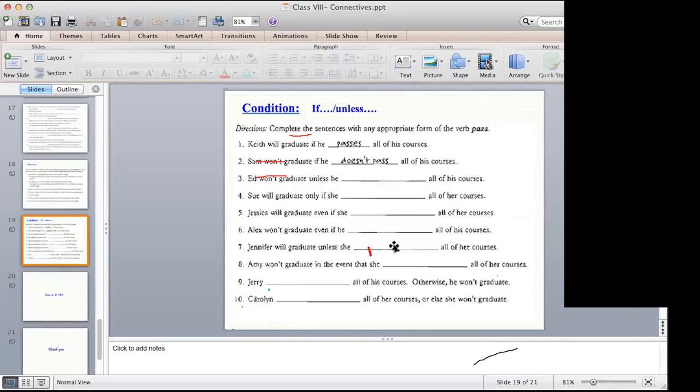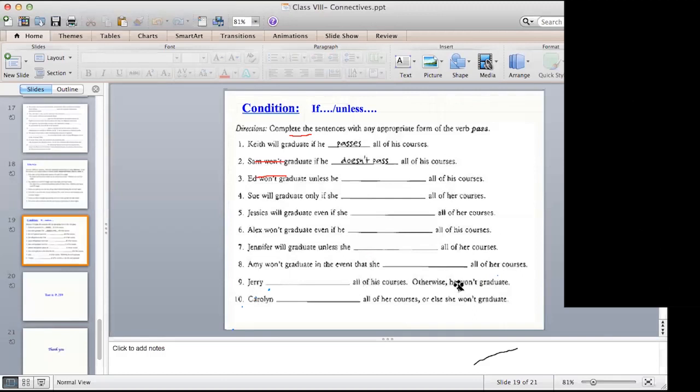Jerry, like courses, otherwise he won't graduate. Now look at this otherwise here. So what should we use here? A modal verb, okay? Jerry has to pass. Jerry must pass. Jerry should pass, but has to is the best one. Jerry has to pass all of his courses, otherwise he won't graduate.